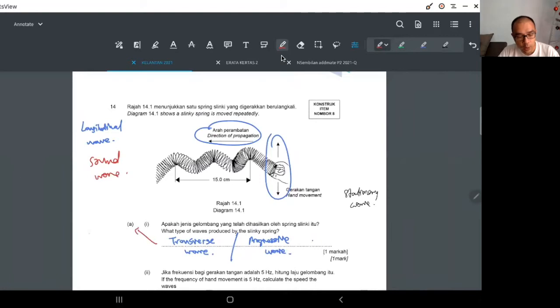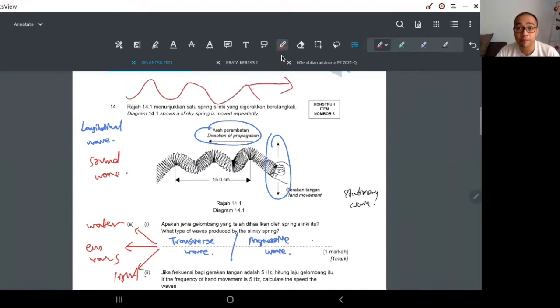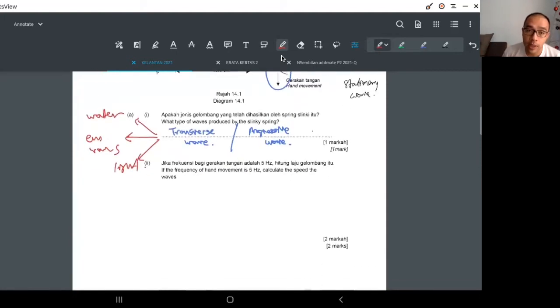Transverse waves are water waves, electromagnetic waves, light waves, and so on. These are transverse waves, because the waves go up and down, but they also travel forward. Longitudinal waves have only one example, which is the sound wave. If the frequency of the hand movement is 5 Hertz, calculate the speed of the waves.